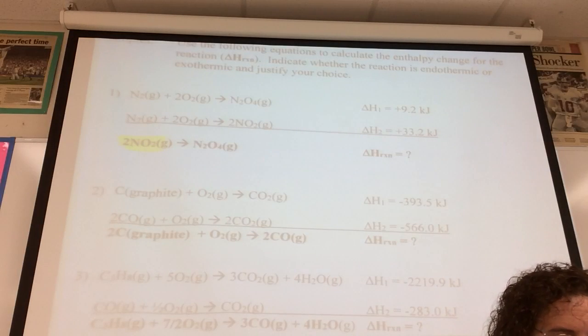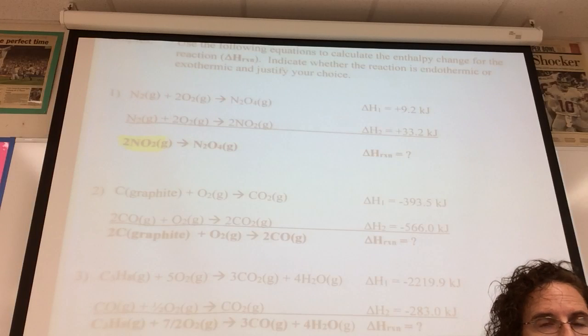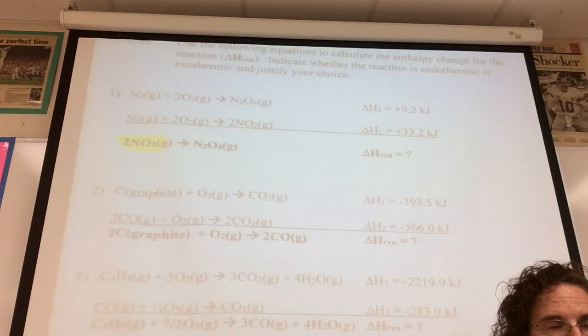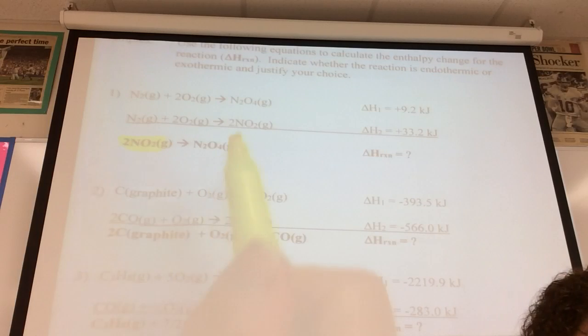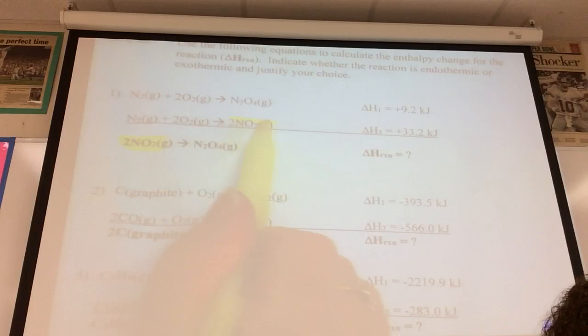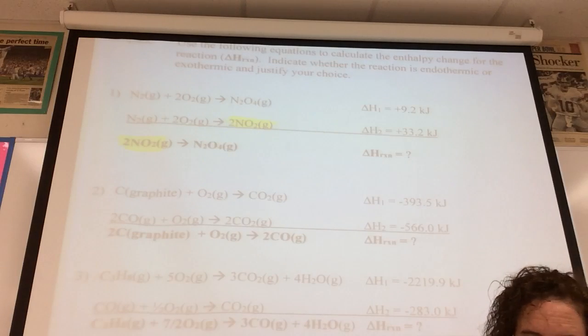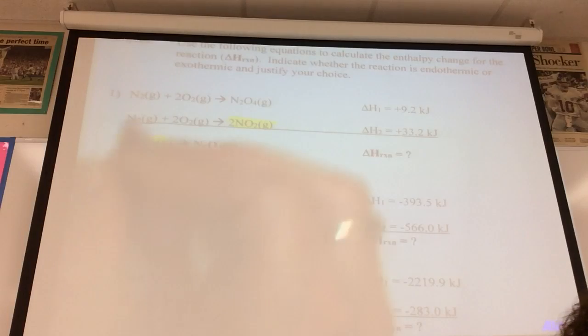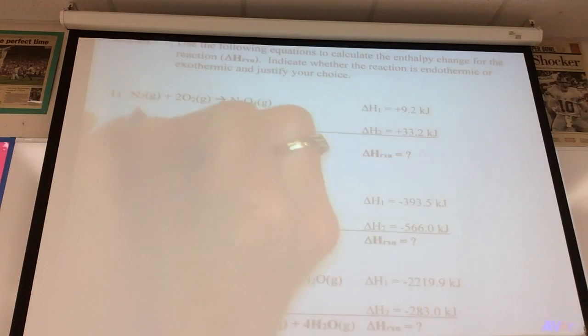2 moles of nitrogen dioxide. Where is it? Find it. In the product, the second equation. Right here. Suggesting that the second equation must be flipped. So I'm going to make the product a reactant.